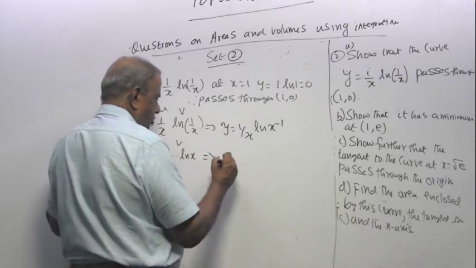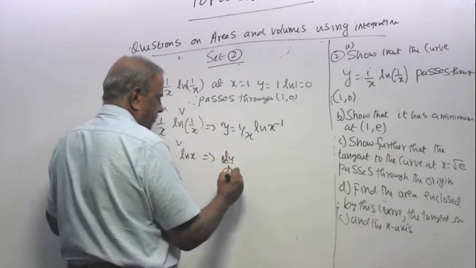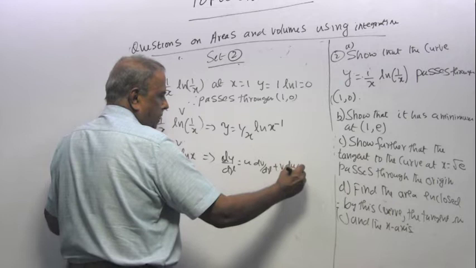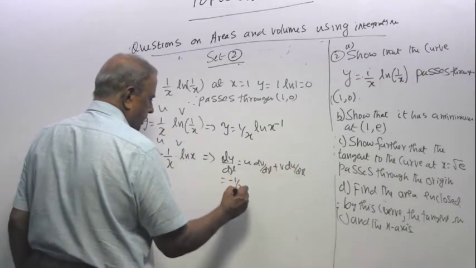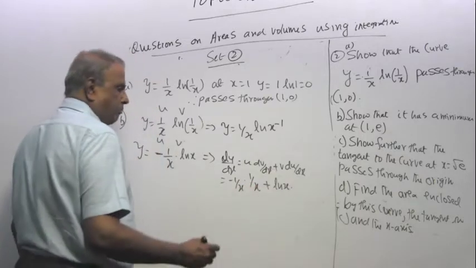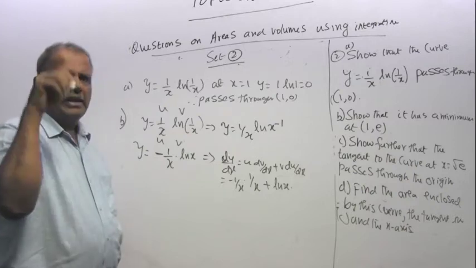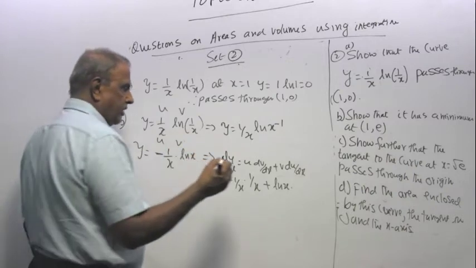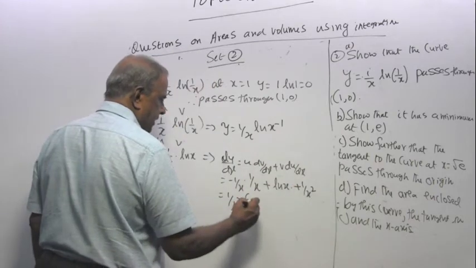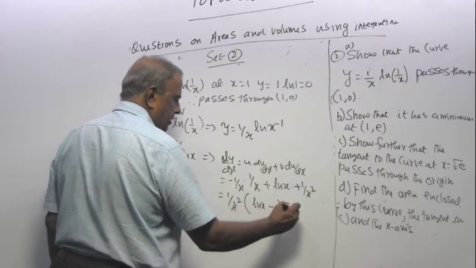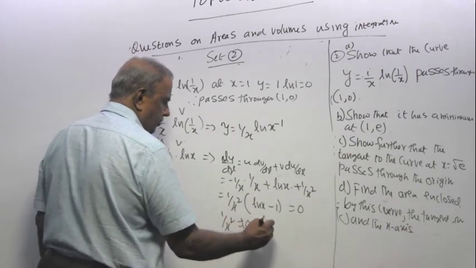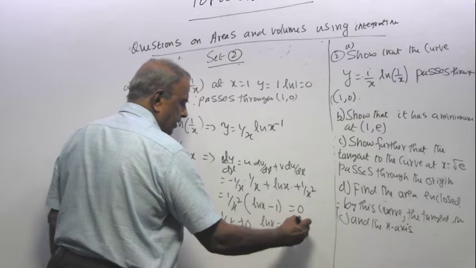So dy by dx equal to u dv by dx plus v du by dx. U is minus 1 over x times ln x gives you 1 over x plus v is ln x minus 1 over x. Look, 1 over x gives you minus 1 over x squared. So minus 1 over x gives you plus 1 over x squared. So it is 1 over x squared times ln x minus 1. When you equate it to 0, 1 over x squared cannot be 0. So ln x equal to 1, x equal to e.